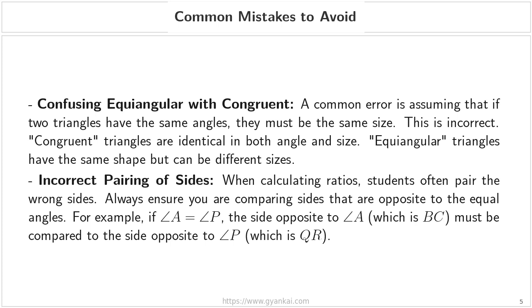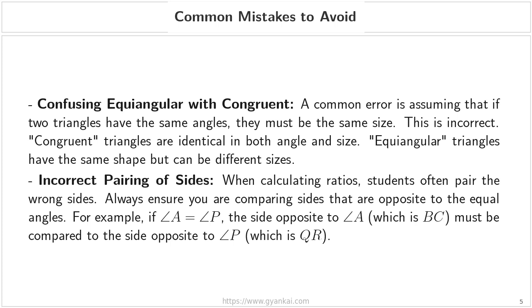Second, watch out for the incorrect pairing of sides when you are calculating ratios. When you are setting up your proportions, you cannot just pick any two sides at random. You must ensure you are comparing sides that are corresponding. A great way to do this is to look at the angles. Always ensure you are comparing sides that are opposite to the equal angles.